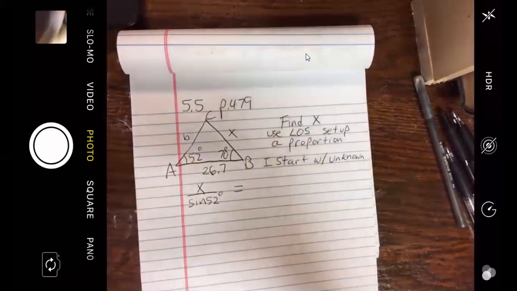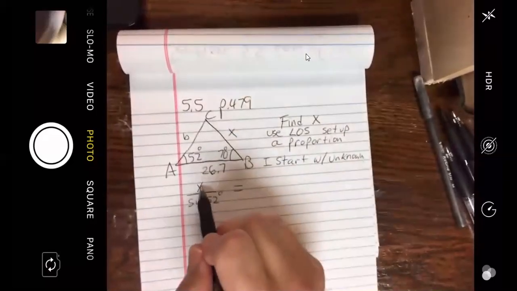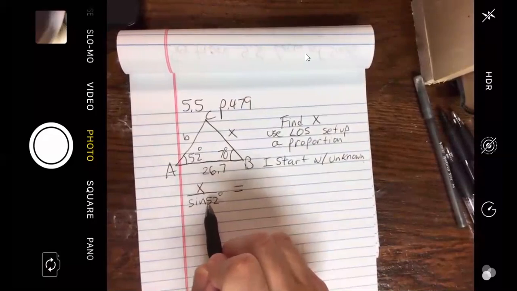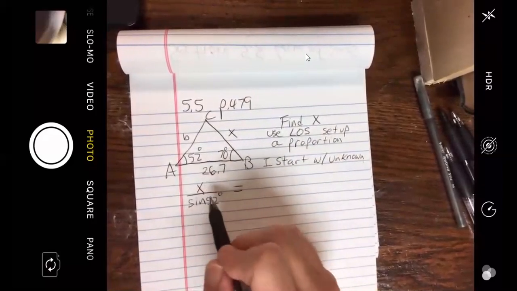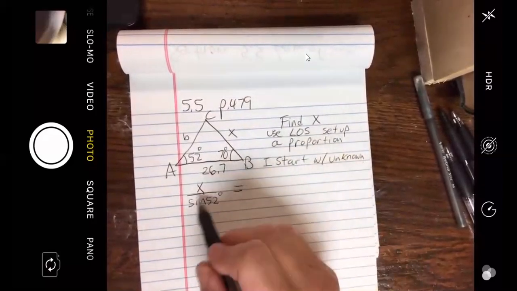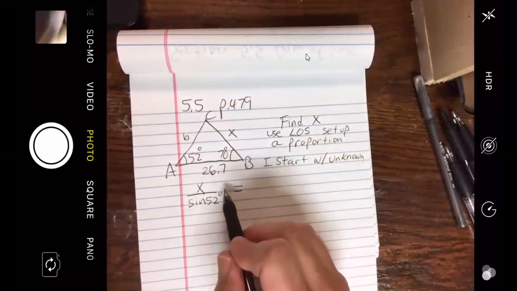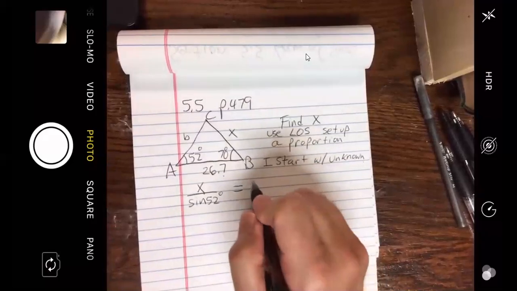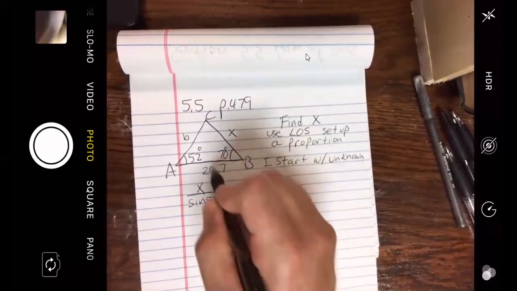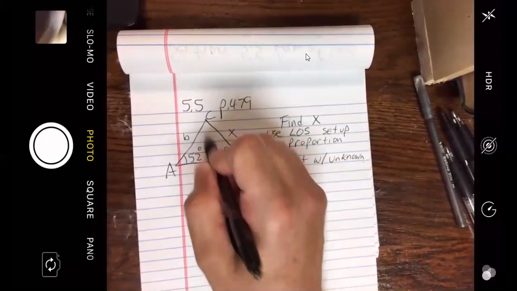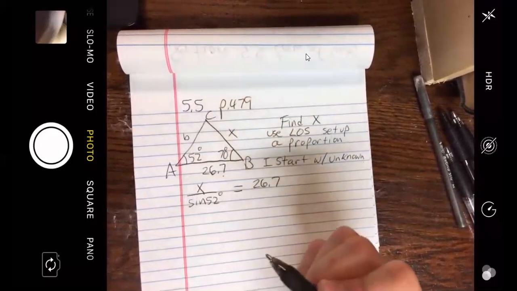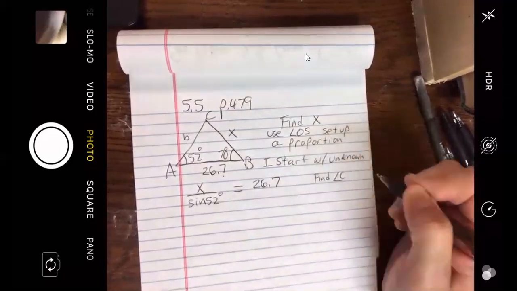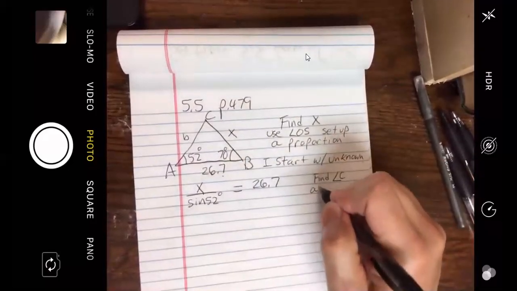Now I have to look then at what else I'm given. Since I'm using the scheme where my sides are on top and my angles are on bottom, and of course you can reverse it if your angle is unknown, I need another known side. The only other known side is this 26.7, but its opposite angle is C. So find angle C. Of course, all angles add to 180 degrees.